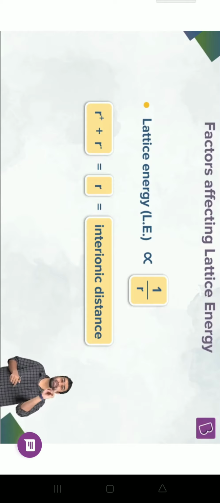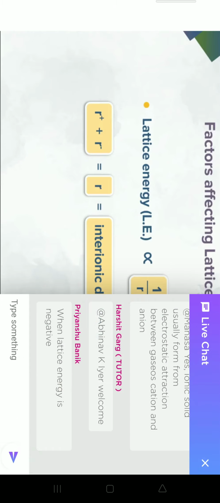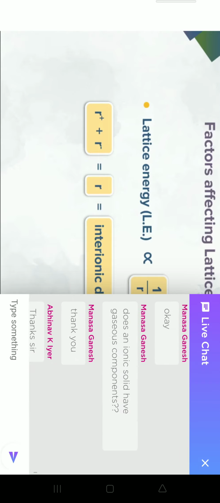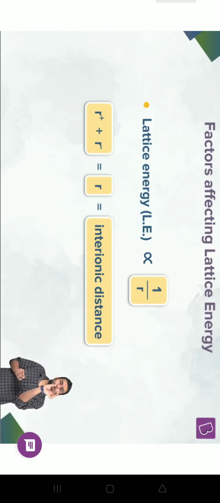So we are talking about inter-ionic distance. We are talking about the distance between the positive and the negative ion, the distance between their centers of mass, or the internuclear distance of these two oppositely charged ions.